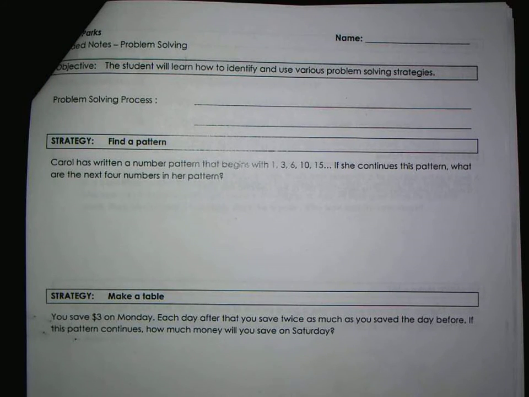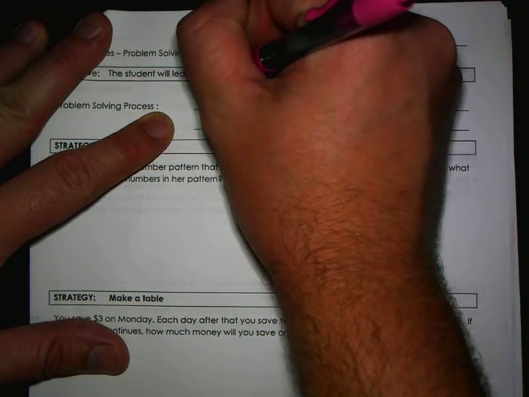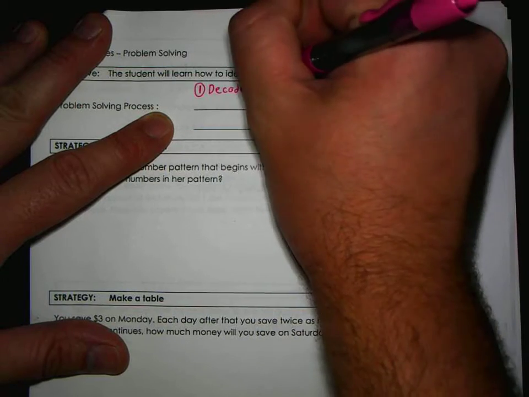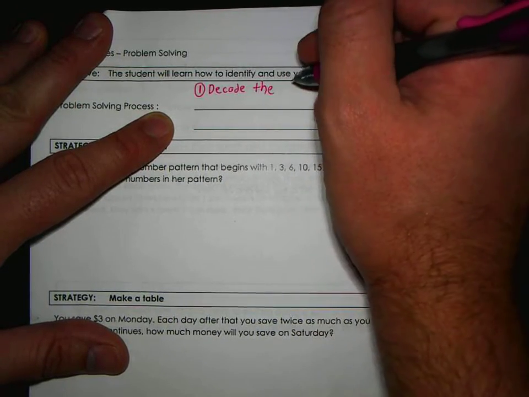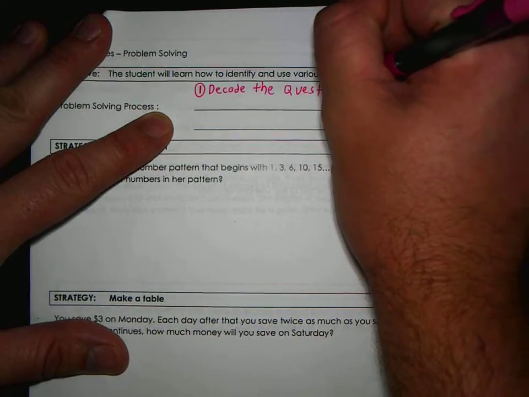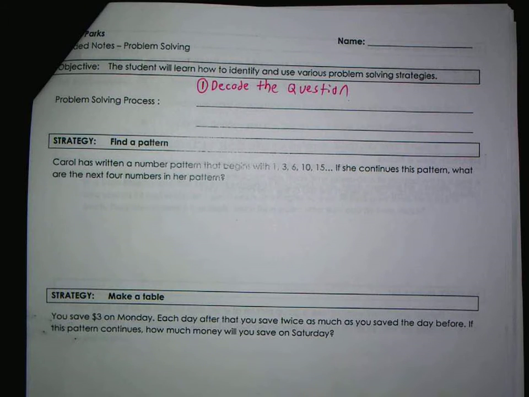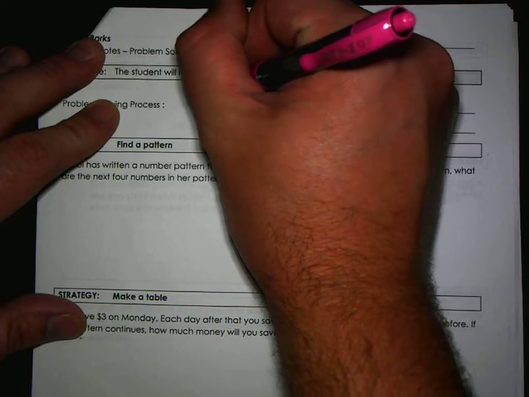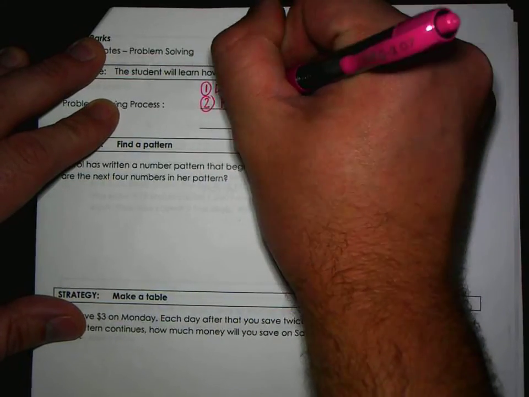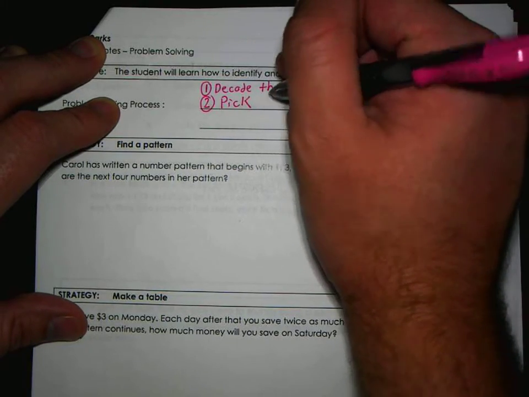Okay? And the first thing I would do is decode the question. Decoding the question, you read the question, circle what you want to circle, and then ask yourself, what is the question asking me? Two, pick a strategy to solve.